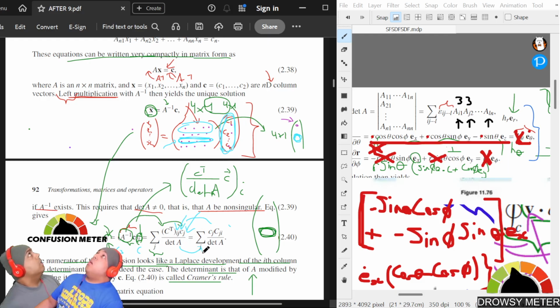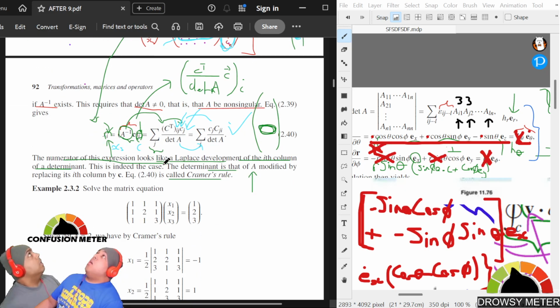What about here to here? Determinant, going C transpose. Oh yeah, C transpose IJ is just CJI. That's just normal. Okay, good.